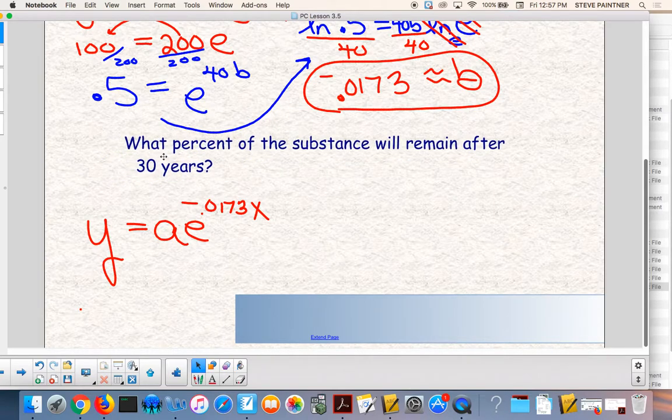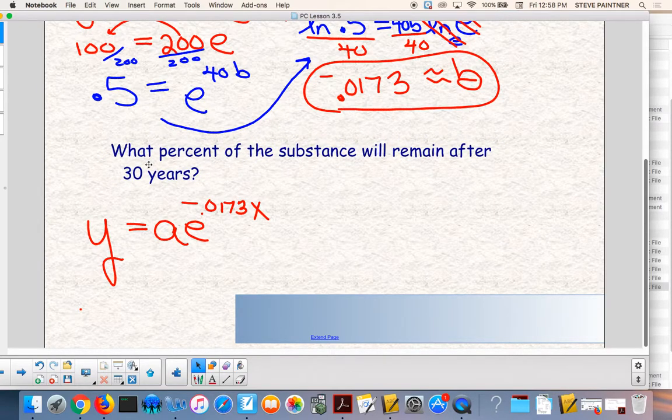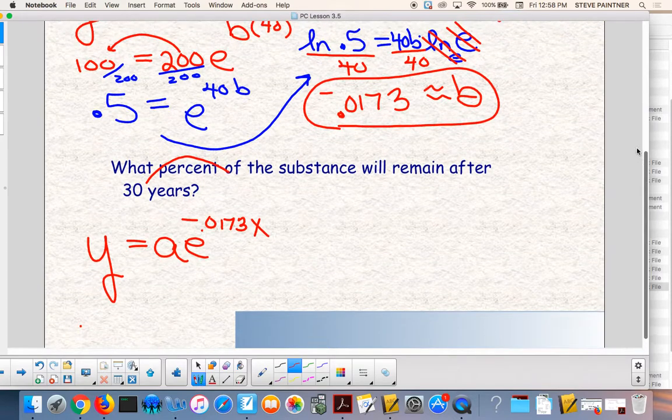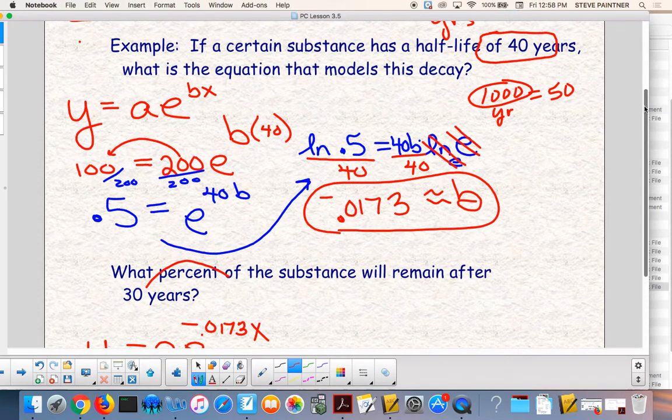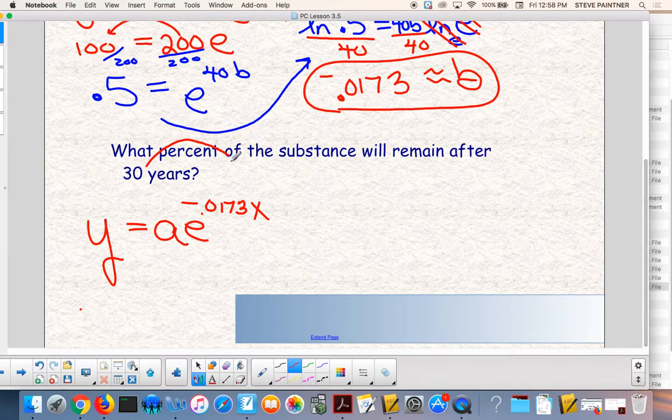Where are you going to put this? 30. In for what? X. Yeah, guys, look up here. Where'd you put the 40? You put it for X, okay? All right. So here we go. Goes here. Okay. E to the negative 0.0173 times 30. What's left after 30 years?